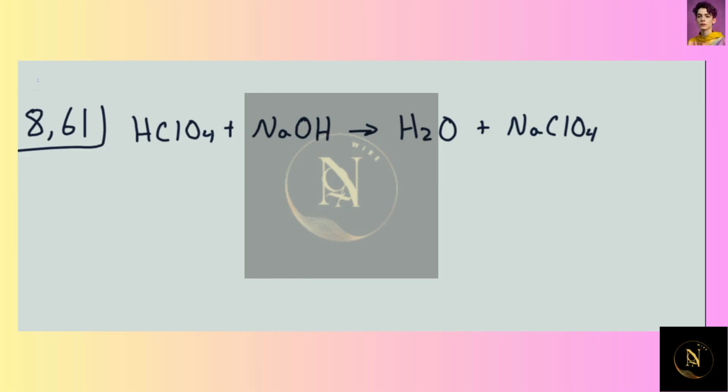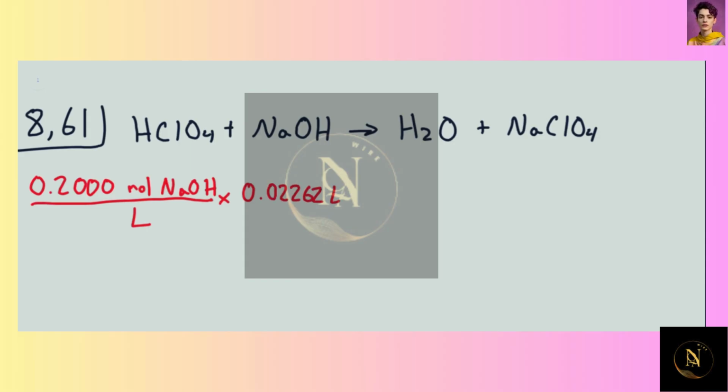So we're given the volume and concentration of sodium hydroxide, so we can multiply those together to get the moles of sodium hydroxide. So we have 0.2000 moles of NaOH per liter. So we multiply by liters. We have 22.62 milliliters, so 0.02262 liters. So that gives us moles of sodium hydroxide.